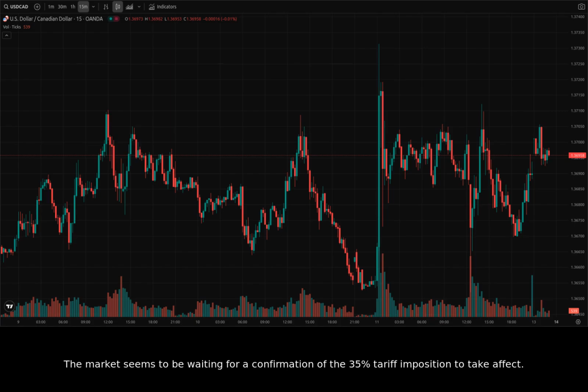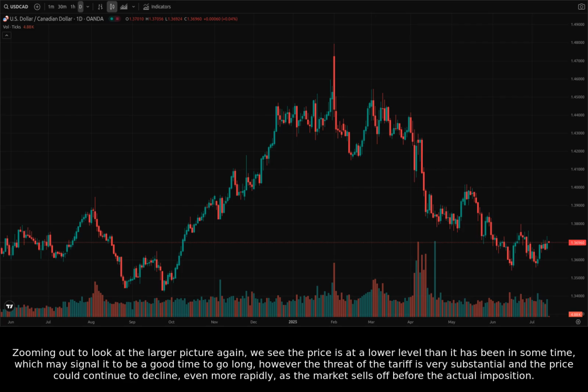The market seems to be waiting for a confirmation of the 35% tariff imposition to take effect. Zooming out to look at the larger picture again, we see the price is at a lower level than it has been in some time, which may signal it to be a good time to go long. However, the threat of the tariff is very substantial and the price could continue to decline, even more rapidly, as the market sells off before the actual imposition.